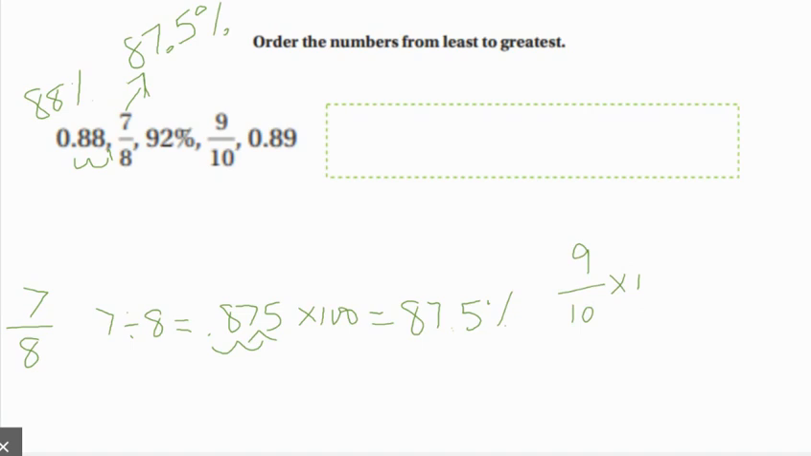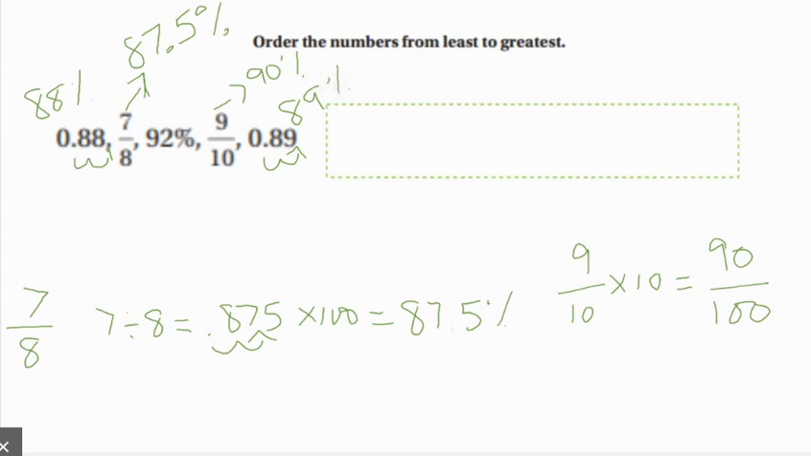9/10, you probably should know this one. You should not need to multiply by 10, but if you did, you would get 90 over 100, which is 90%. And then you have 89/100ths, move it over 2 places to the right, so you have 89%.